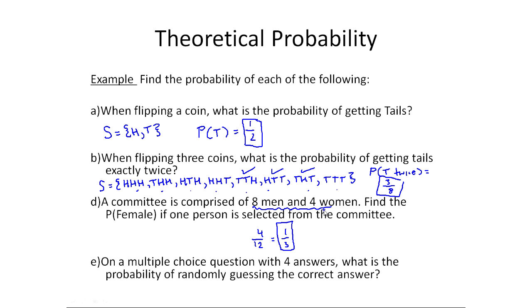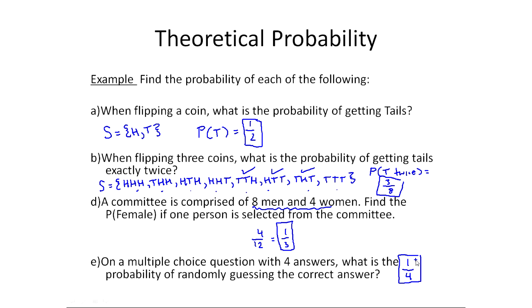And then finally for part E, a very practical question. On a multiple choice question in an exam, for instance, with 4 answers, what's the probability of randomly guessing the correct answer? So if there's only 1 correct answer, which is what's implied here, then the number of ways you could guess the correct answer is 1 because you'd have to pick the right answer. And then how many possible answers could you pick? That's the sample space, so it's 1/4. So in other words, a 25% chance.